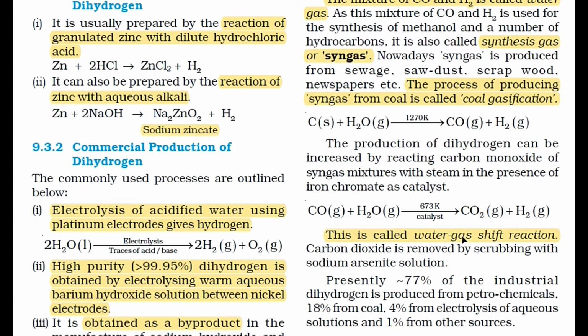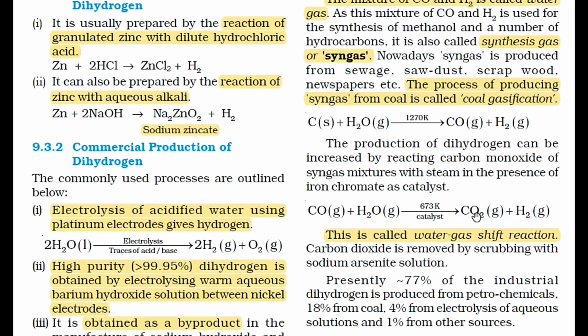This is called the water gas shift reaction, and the process is also named the Bosch process. So we can call it coal gasification or water gas shift reaction or Bosch process. A very important and a simple reaction. Carbon dioxide is removed by scrubbing with sodium arsenite solution, or we can absorb it in alkali.